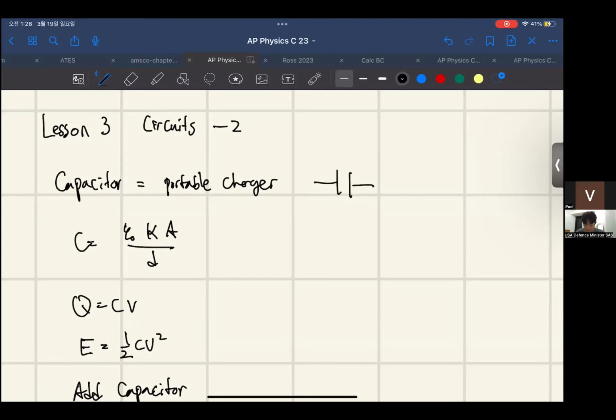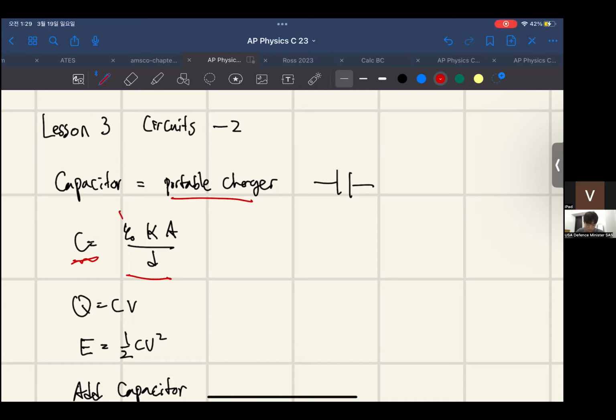So capacitor. Think of a capacitor as a portable charger. It literally stores the charge. Now, of course, when you have a capacitor, we have to talk about the capacitance of the capacitor, or the capacity of the capacitor. Basically it tells you how good your capacitor is at storing the charge. And this capacitance is expressed with the letter C, and that can be calculated with the formula epsilon 0 times kappa times A over D.